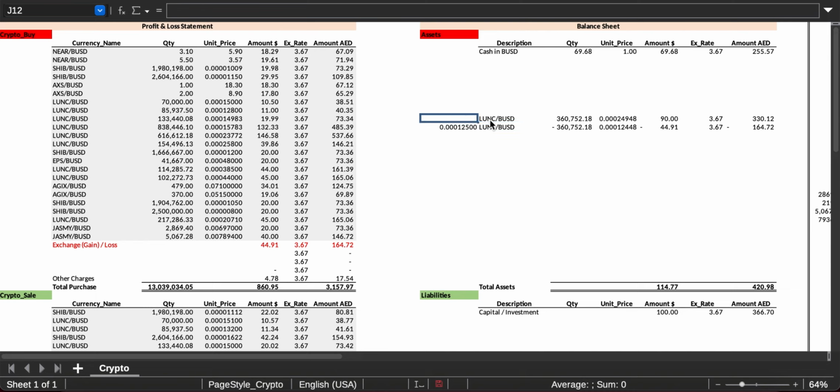See, I bought LUNC, 360,000 quantity. The unit price was 0.00024948. How much did I invest? This is $90. I invested this in this currency. But unfortunately, the rate of this currency fell, and now the current rate is 0.000125. It means I am facing a 44.91 loss in this currency.